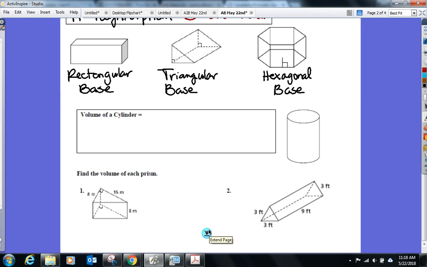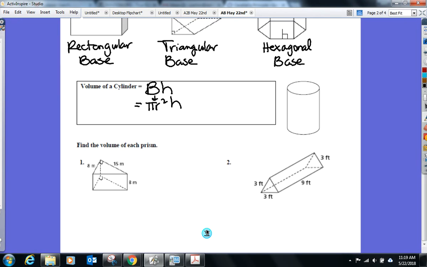Cylinder. And I'm not going to play around with these because they're on the formula sheet, so I'm not going to be tricky about this. It is B. You can still consider it BH because it's a prism. What's the area of the base? What shape is the base? Circle. Area of a circle. And this is what's on your formula sheet: pi r squared is the base, times the height. It's on your formula sheet, though, so I'm not going to harp on it. All right, let's find the volume of each.